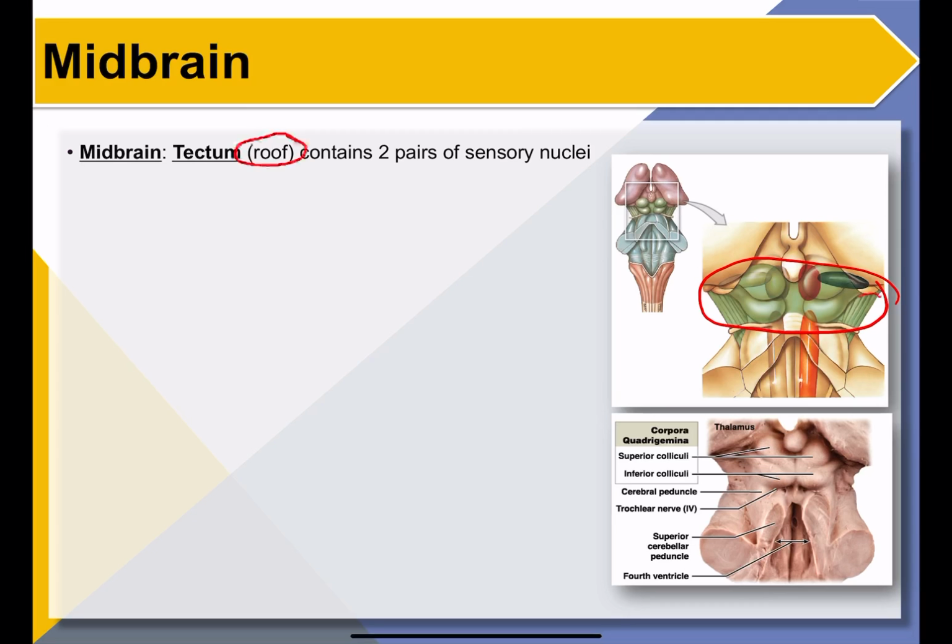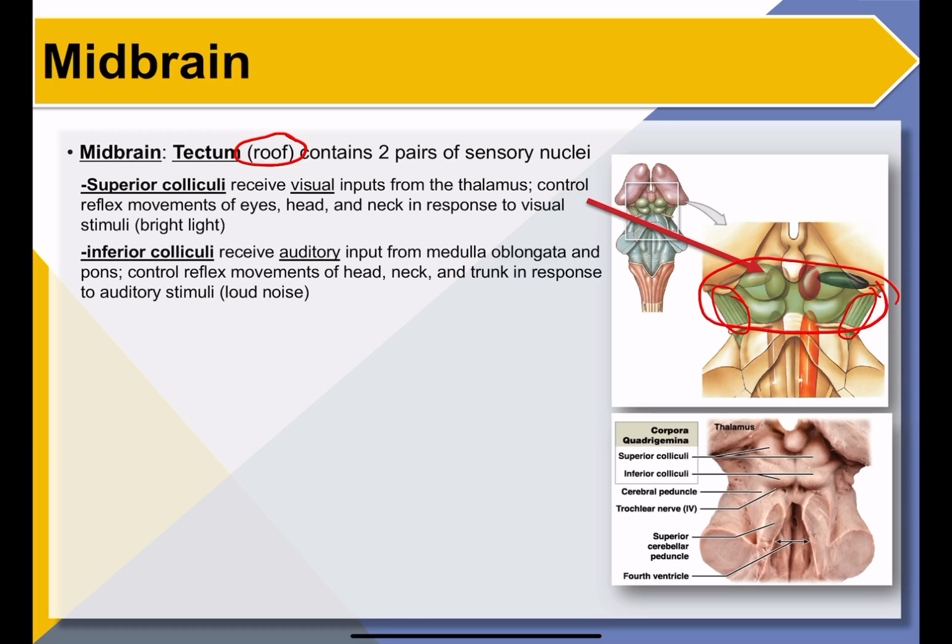Okay, so these are those cerebral peduncles. I'll point at these in a bit when I talk about it. But remember, white matter is made up of myelinated neurons. So we already have some sort of preliminary idea about what cerebral peduncles do. Okay, so let's start with the tectum. The tectum of the midbrain contains 2 pairs of sensory nuclei.